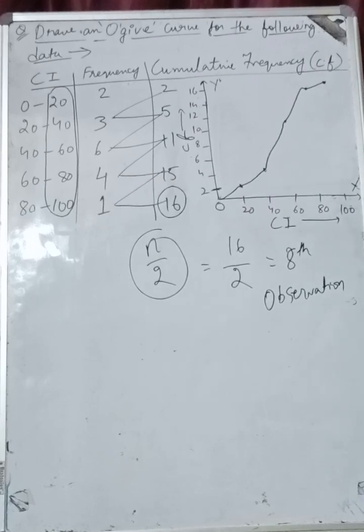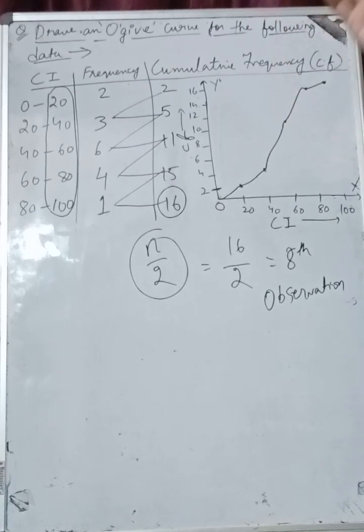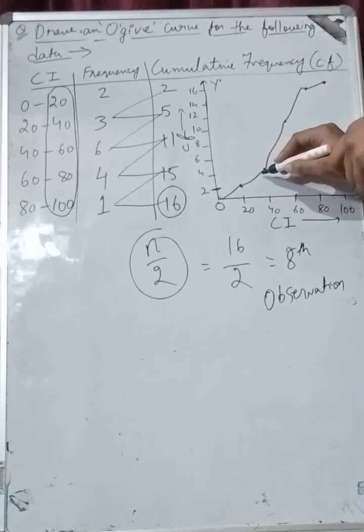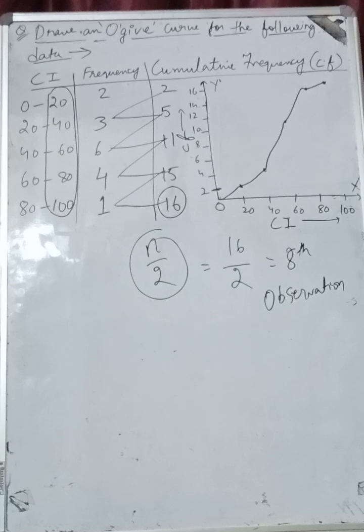You don't have to use a scale in drawing the ogive curve. You just have to use your free hand. A free hand curve is this. You just have to join all the dots respectively, and you will get the ogive curve. This is how you plot the ogive curve or ogive graph.